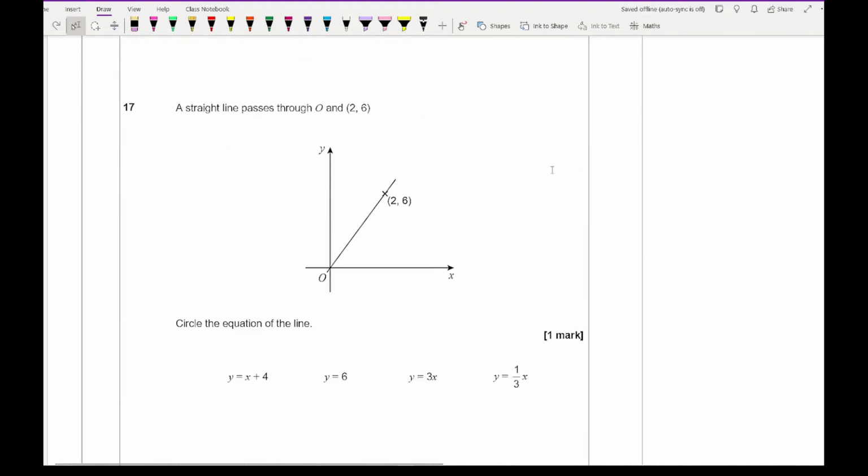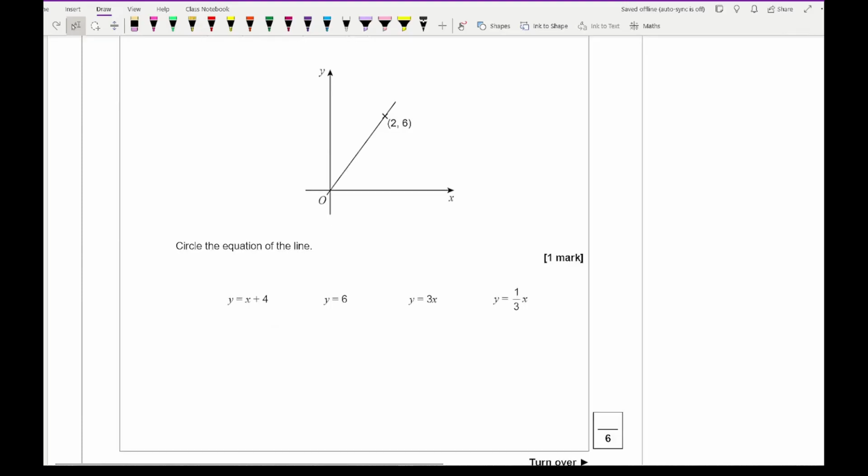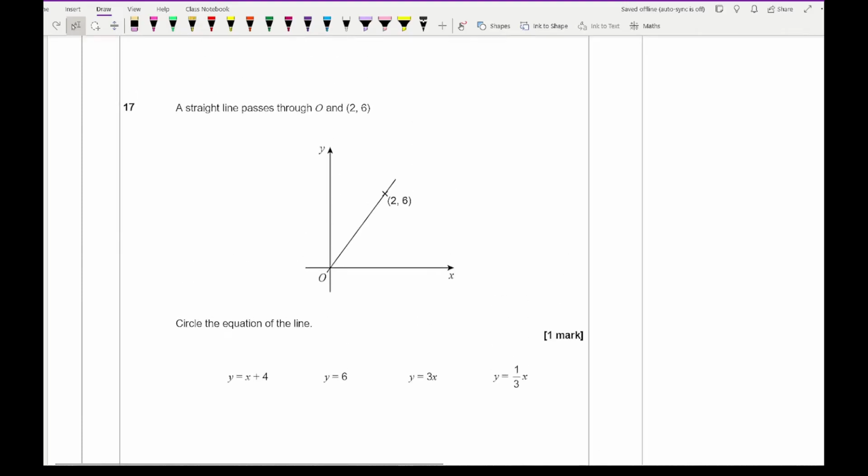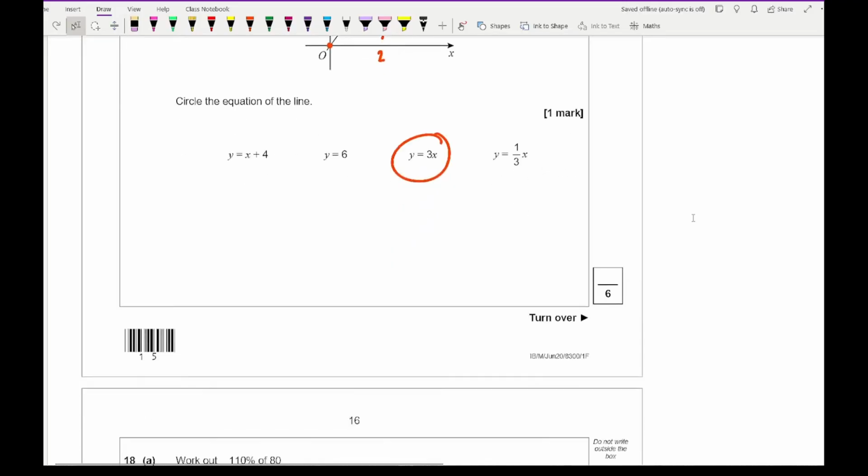Moving on to question 17, it says that a straight line passes through O and (2, 6), and the question is asking us to work out the equation of the line. So, in terms of this, we know it's 2 and we know it's 6. So what do you have to do to 2 to get to 6? Multiply by 3. So then we're looking for the correct equation, which is y equals 3x, which is the third option.